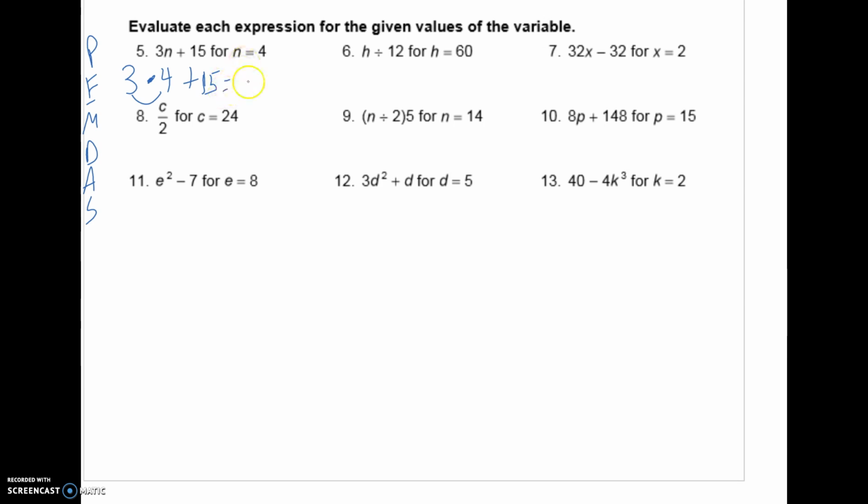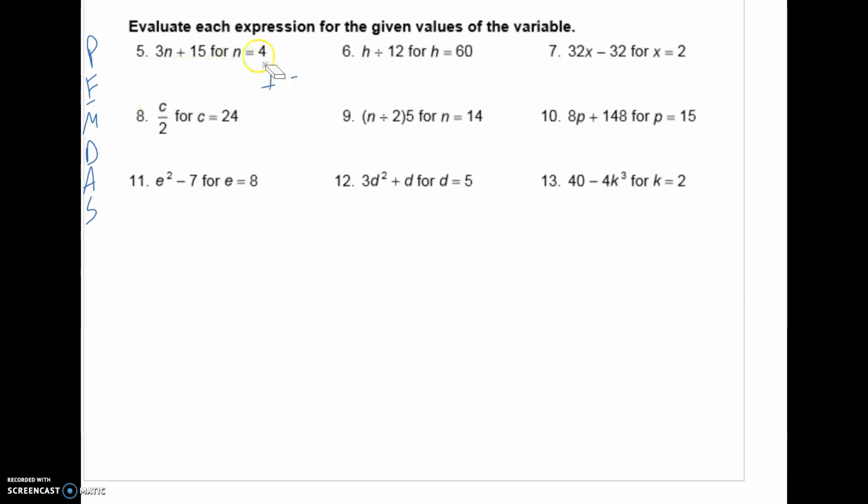I'm going to rewrite over here. So 12 plus 15. That's my new expression. And then we can solve here. 12 plus 15 equals 27. Okay. I wish we had room to write these vertically. I apologize for that. It's always better to solve vertically up and down instead of left to right.